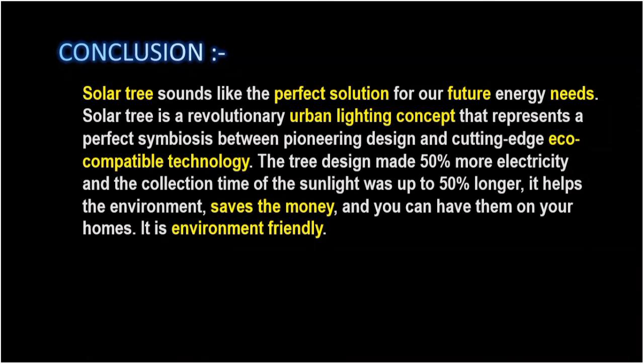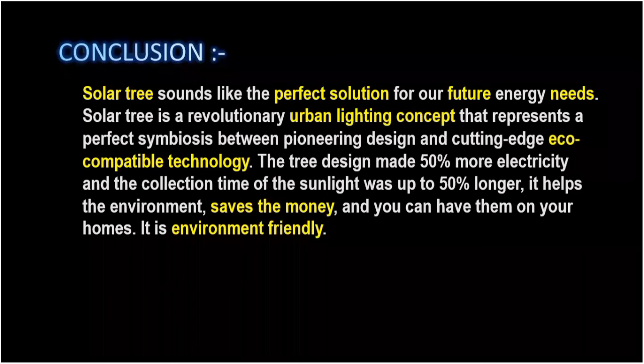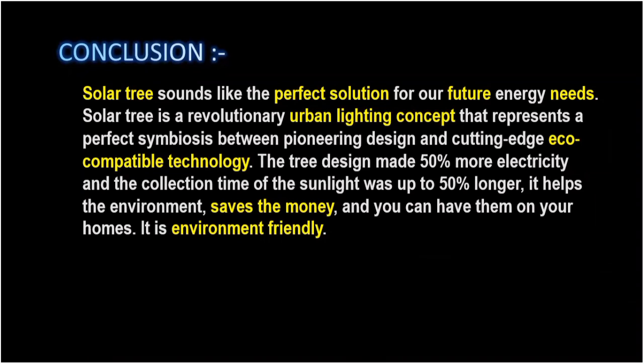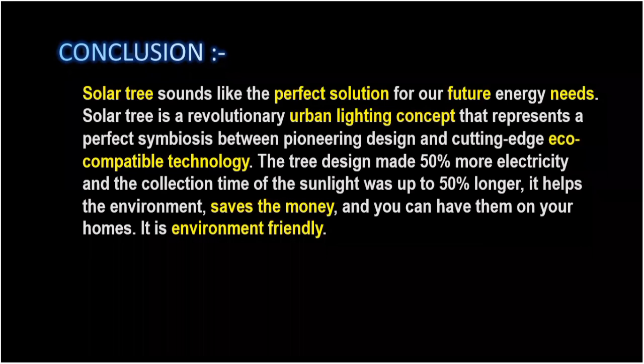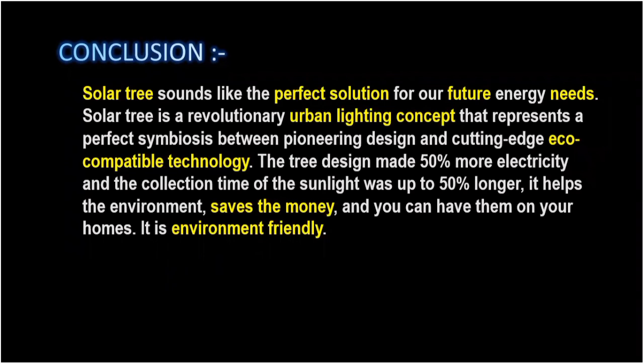This is the conclusion slide of our presentation. Solar tree sounds like the perfect solution for our future energy needs. Solar tree is a revolutionary urban lighting concept that represents a perfect symbiosis between pioneering design and cutting-edge eco-compatible technology. The tree design made 50% more electricity, and the collection time of the sunlight was up to 50% longer. It helps the environment, saves money, and you can have them in your homes. It is eco-friendly.